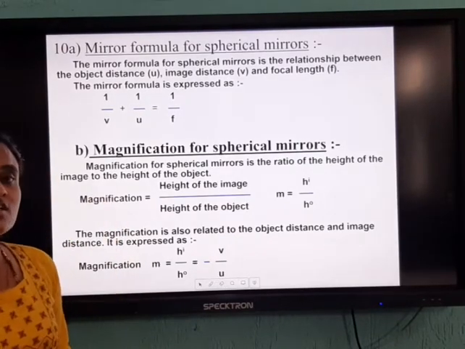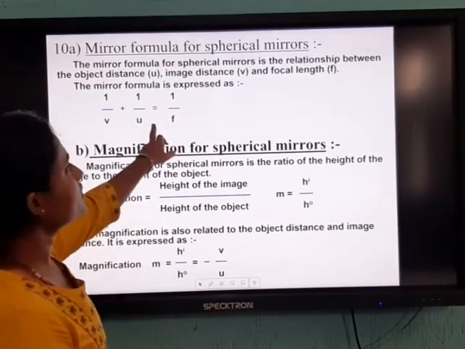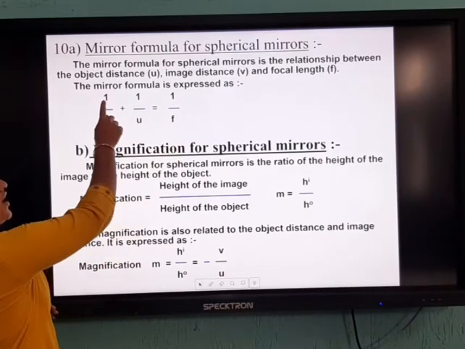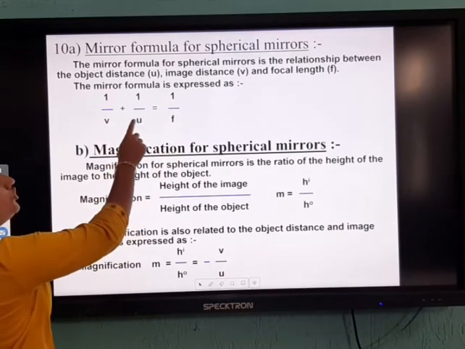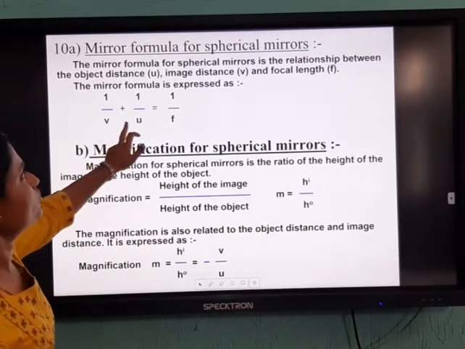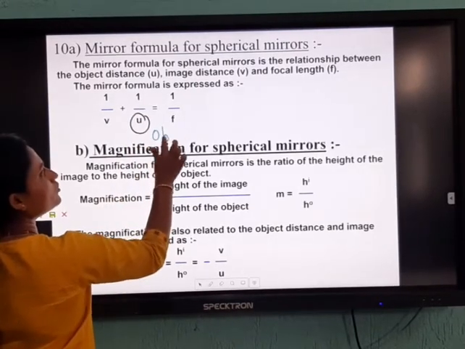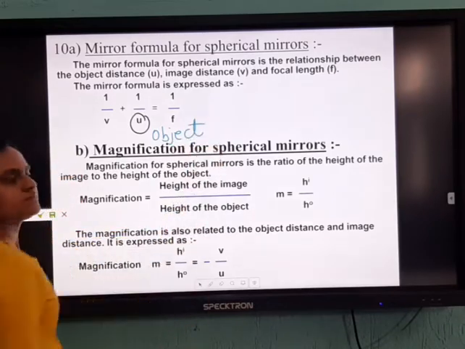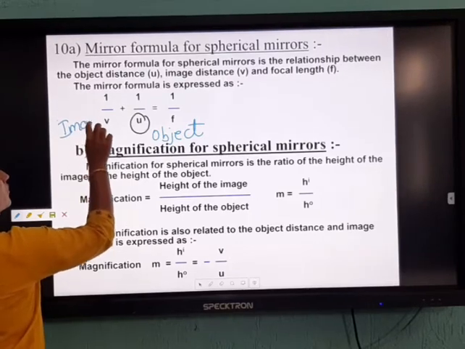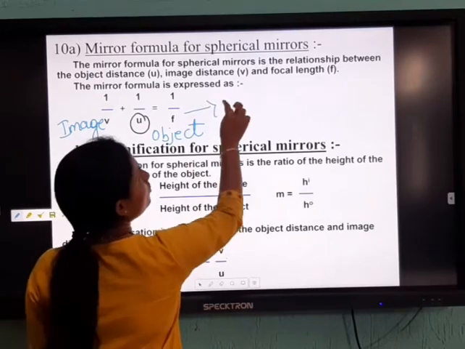Based on this there is one mirror formula. For the mirror formula you don't have a derivation, you just have to learn this formula. What does that formula say? 1 by f equals 1 by v plus 1 by u. What do v and u represent? u means object distance. v means image distance. f means your focal length.